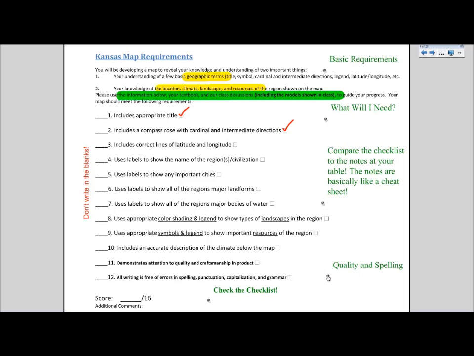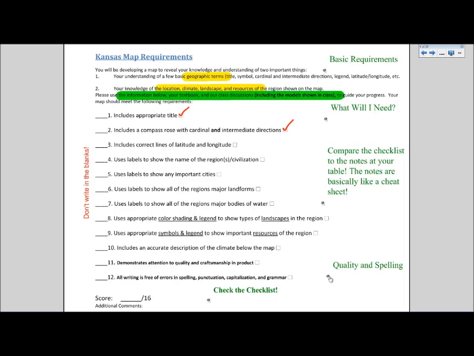Let's look at numbers 11 and 12. These 2 items are in bold because you should be paying close attention to them from the very first minute that you start your map. Number 11 says demonstrates attention to quality and craftsmanship in product. This is basically your neatness and effort. Professional map makers, called cartographers, work really hard to make sure everything they do on a map is neat and easy to read. This is why when we make our maps in social studies, we do all of our labeling in pencil and all of our coloring in colored pencil.